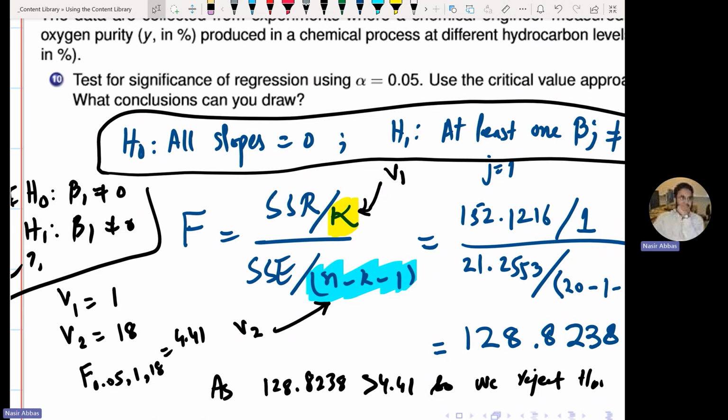It'll be beta 1 equals 0. I'm saying all slopes equal 0. There is only one slope in the regression for chapter 11. Why did we choose 0? Because if the slope is non-zero, that means that X is having an impact on Y.